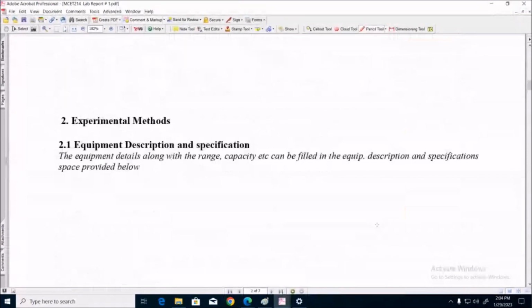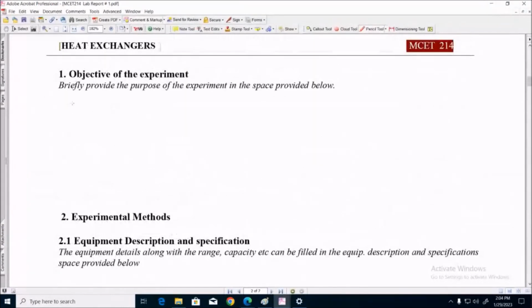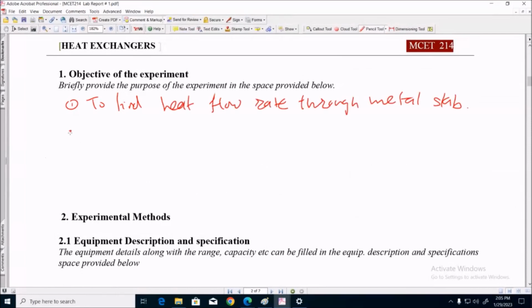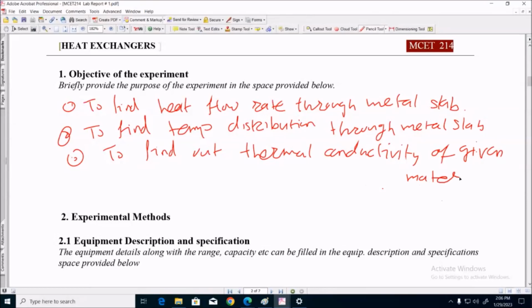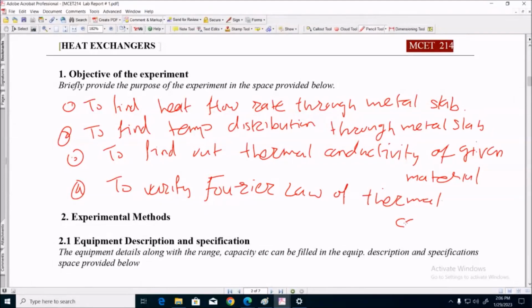Now the objectives. How can we write the objectives? Number 1, to find the heat flow rate through a metal slab. Number 2, to find the temperature distribution through a metal slab. Number 3, to find out the thermal conductivity of one material, and to verify Fourier's law of thermal conduction. You can also write these objectives from the lab manual.